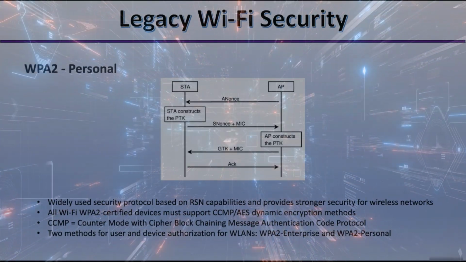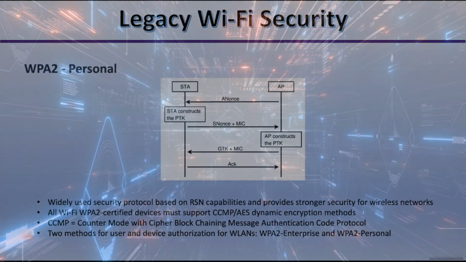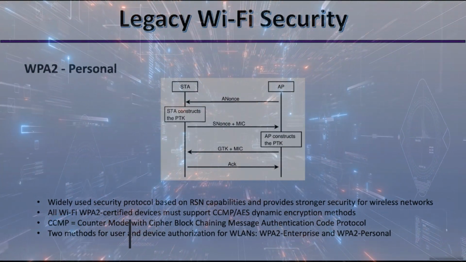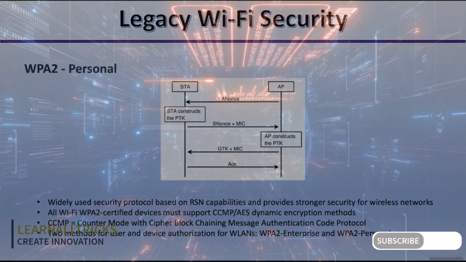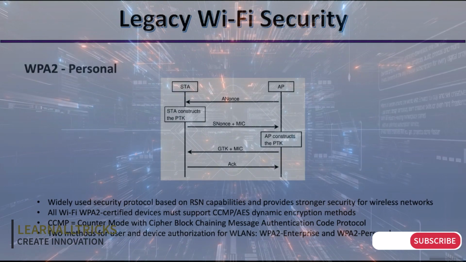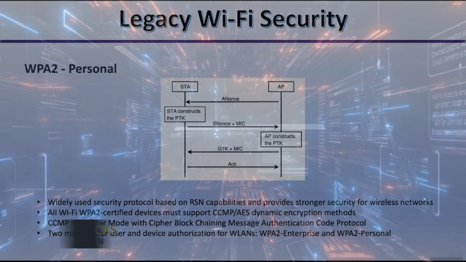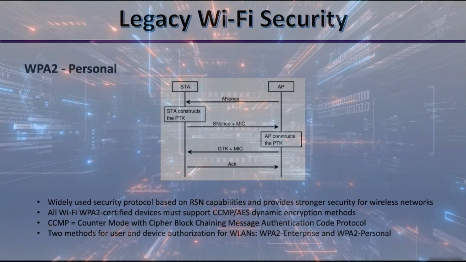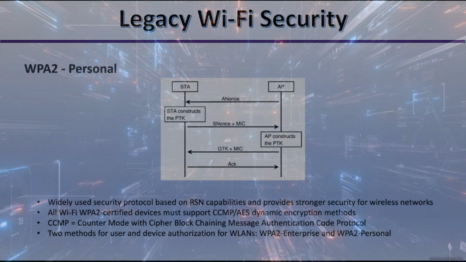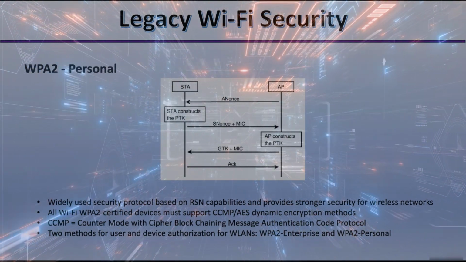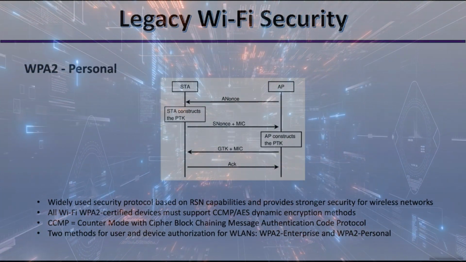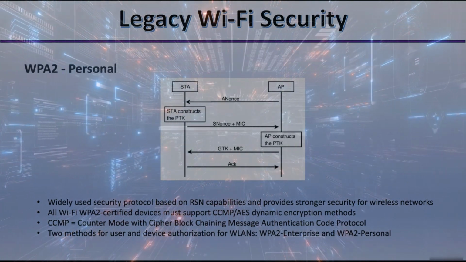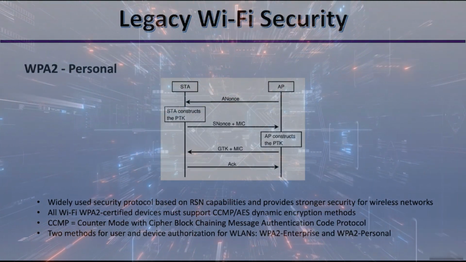So now let's move on to WPA2 Personal. Now, Wi-Fi Protected Access 2 is based on Robust Security Network, or RSN, capabilities, and it was introduced by the Wi-Fi Alliance as an upgrade to WPA, otherwise known as TKIP, and provides stronger security for wireless networks.